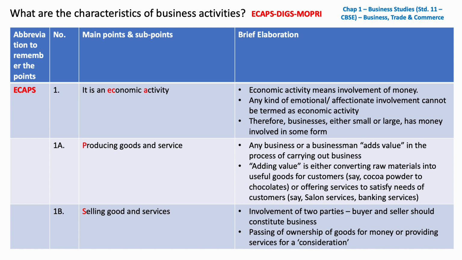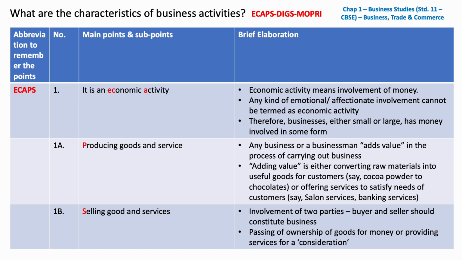So what are the characteristics of business? The first point that we should be highlighting is that it's an economic activity. What does an economic activity mean? Economy essentially deals with money. So an economic activity means any activity which involves money. So a natural second sentence of this point would be that any kind of emotional or affectionate involvement cannot be termed as an economic activity.